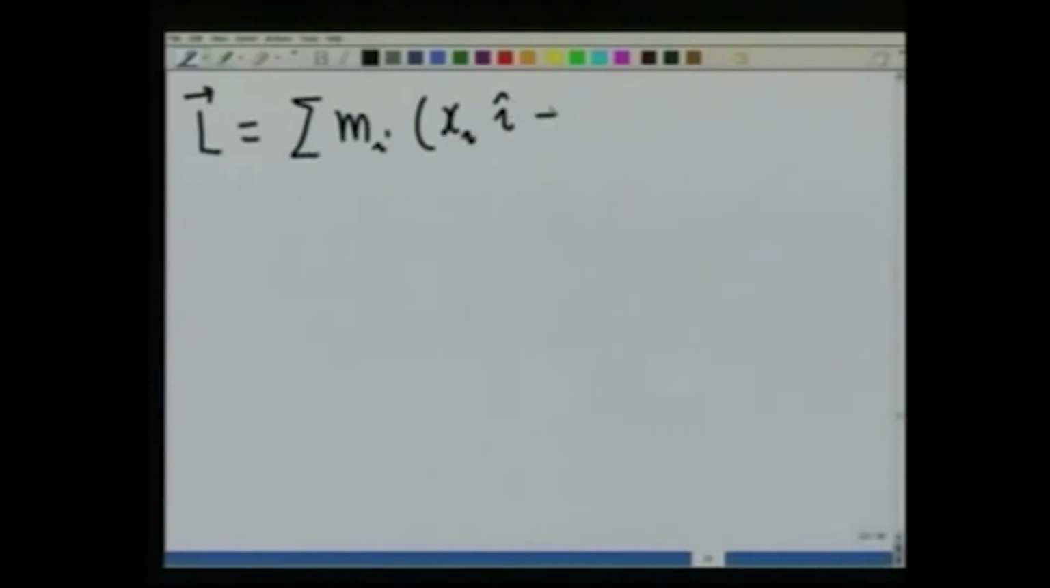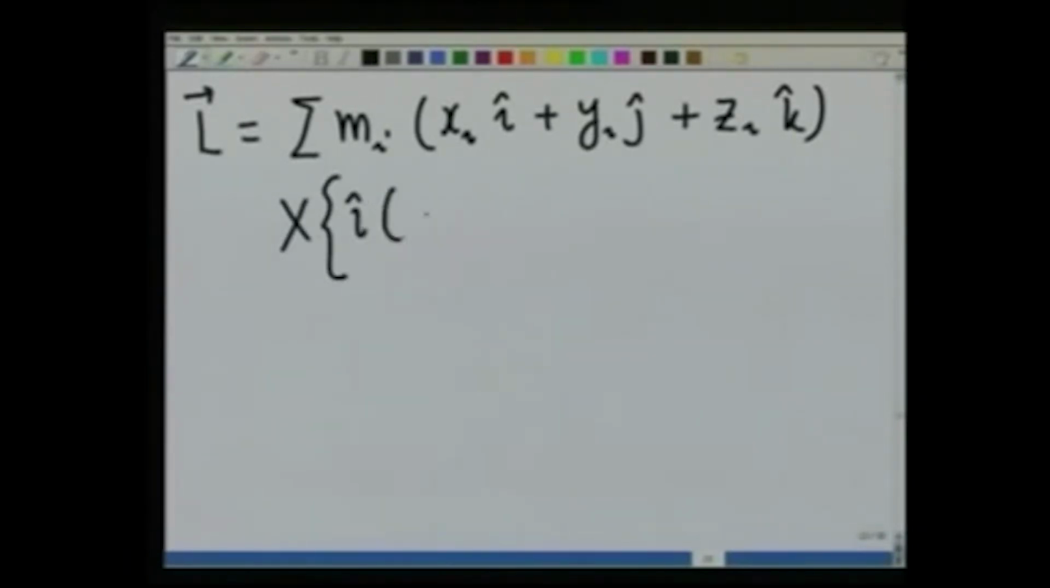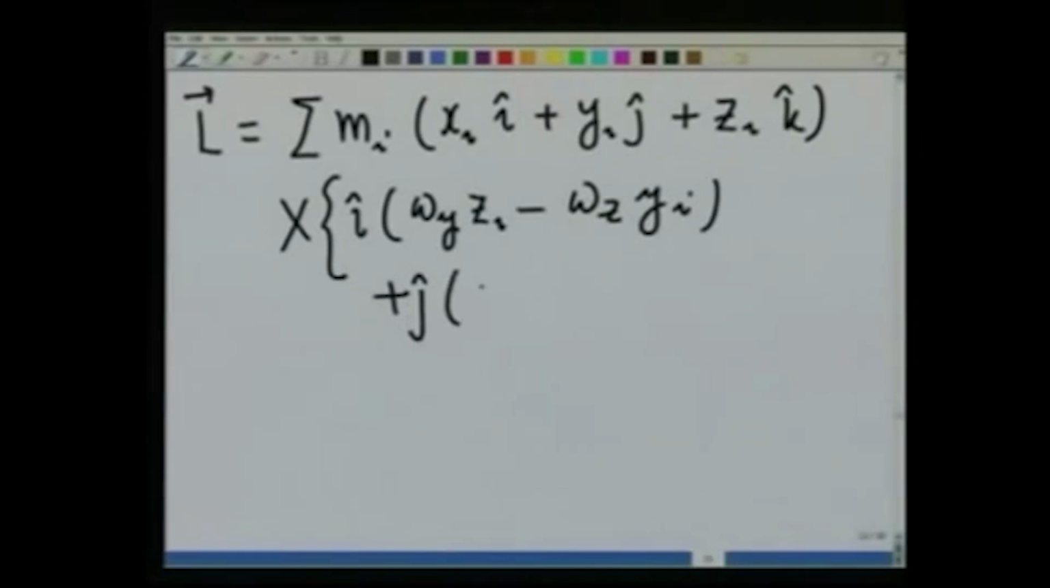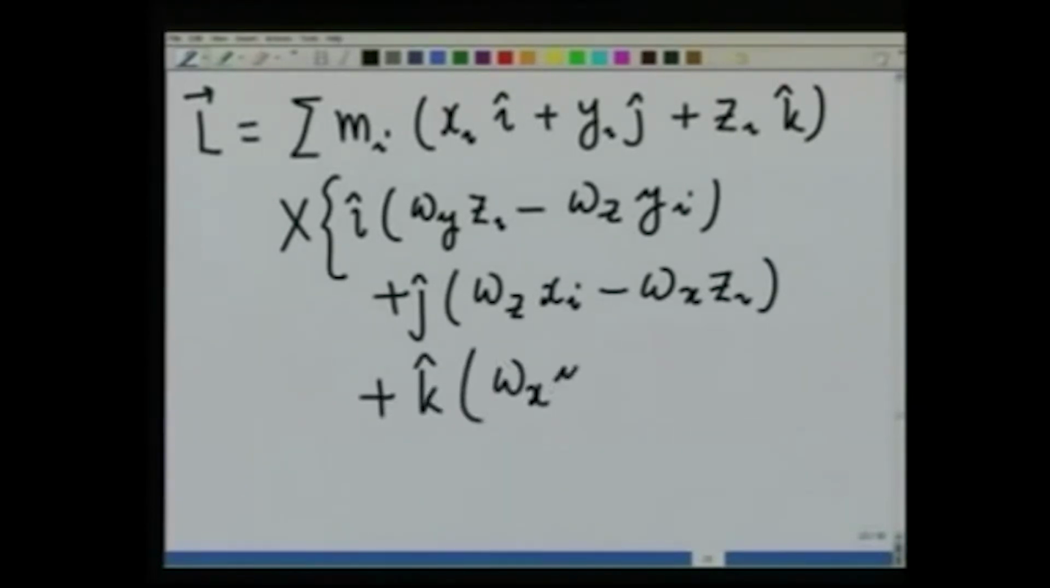xi i plus yi j plus zi k cross i omega y zi minus omega z yi plus j omega z xi minus omega x zi plus k omega x yi minus omega y xi.